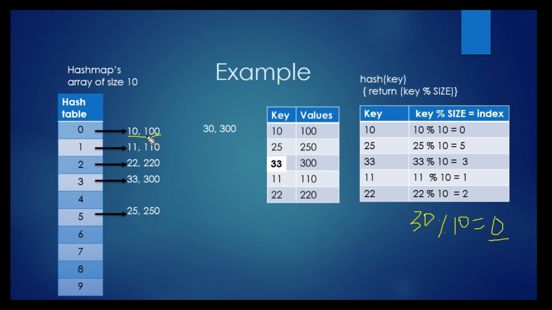So what will happen? When two key value pairs have the same index, the existing key value pair will be replaced with the new key value pair. This is because of collision. When two key value pairs have the same index, it is called collision. How do we solve this collision?